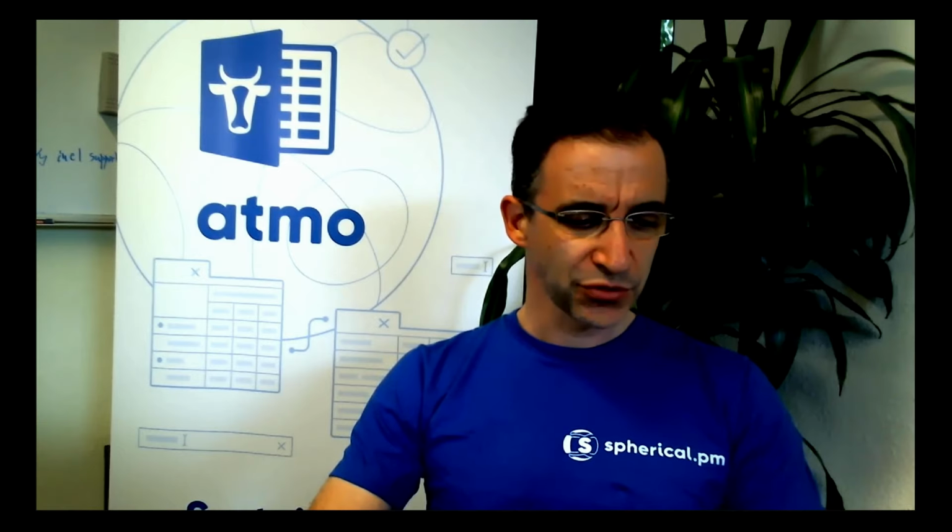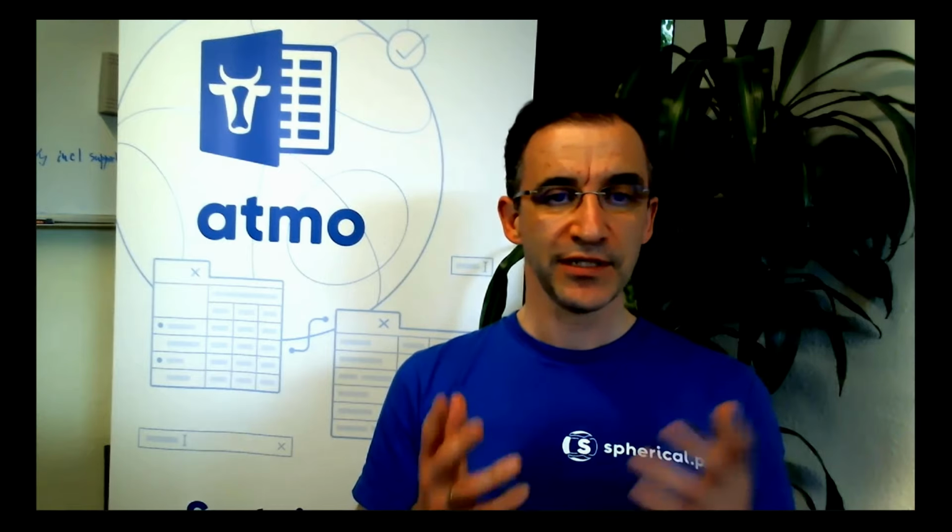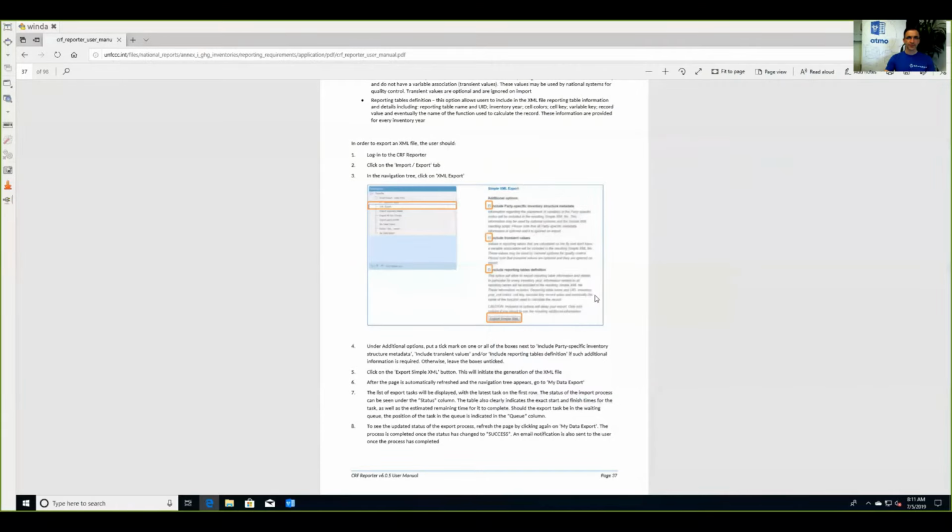We recommend to use Atmo format to save your data and to work with it, because it's so much more compact and easy to work with. But if you need to organize interoperability with CRF Reporter, you will need to work with the so-called simple XML format.